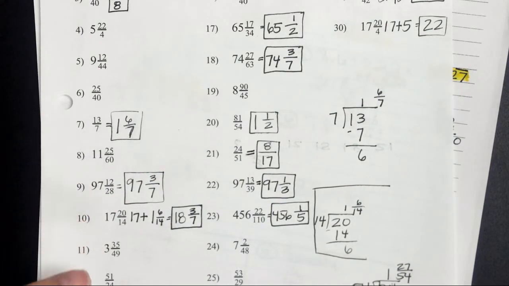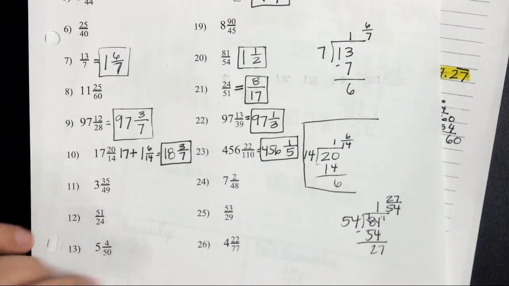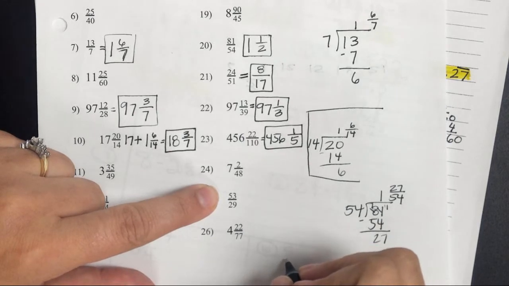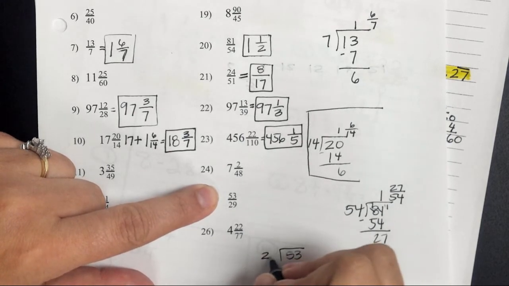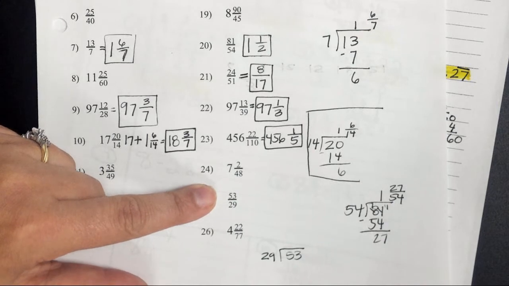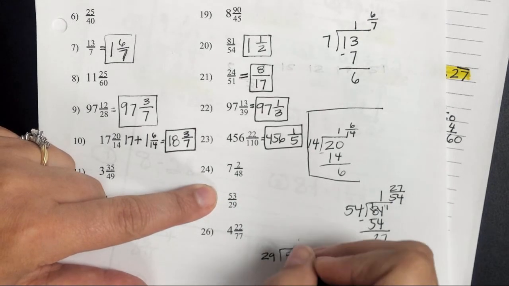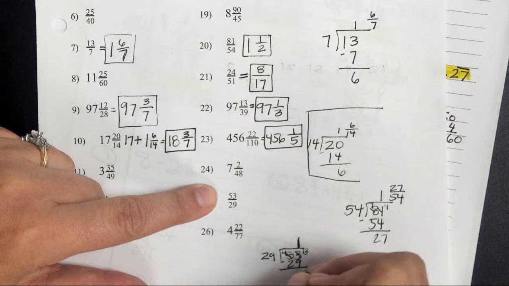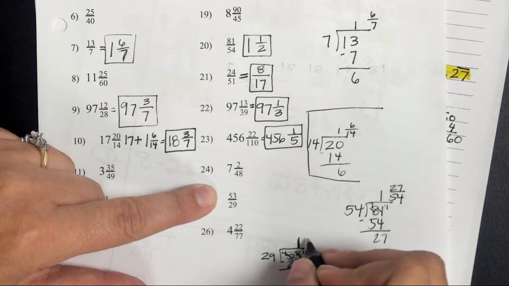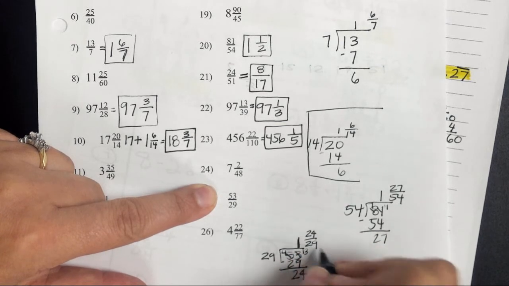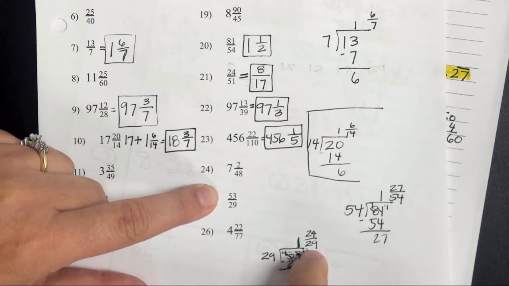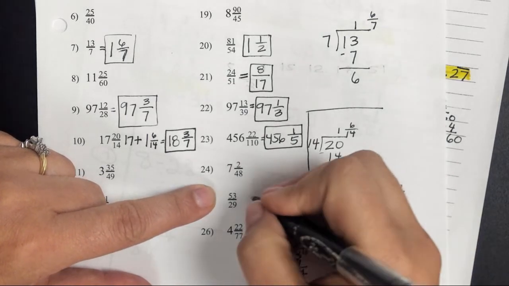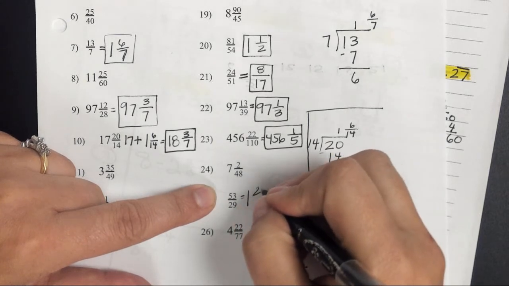One more. 25. All right, 25. Is it improper? Yes, absolutely. So again, I'm going to look at it like division. 53 divided by 29. How many times can 29 go into 53? One time. If we subtract, we get 24. So now we have 24 over 29. Remember what we said about a prime number as a denominator? Is 29 prime? Yes. We cannot simplify.